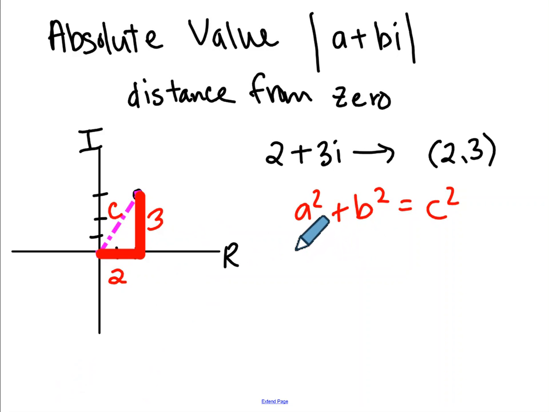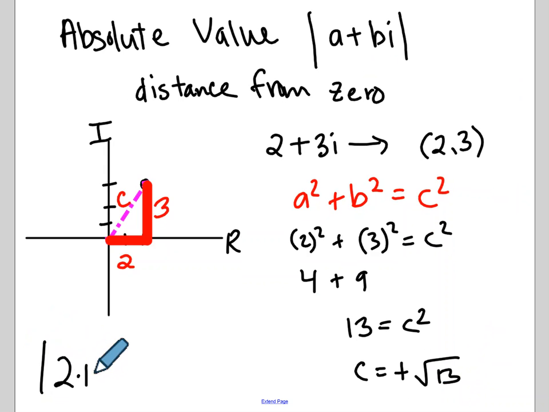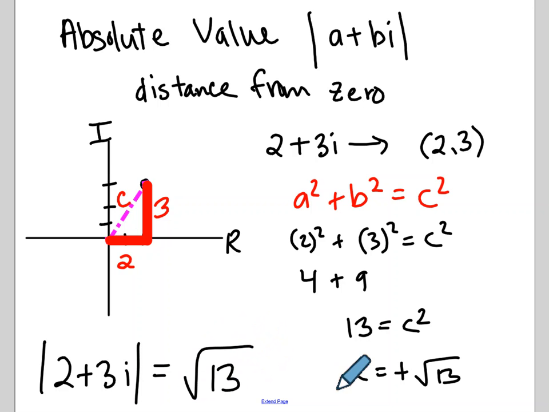So A is 2, B is 3, and 13 equals C squared. So C equals positive root 13, because we are talking about a distance. So the absolute value of 2 plus 3i is the distance from 0, which is root 13.